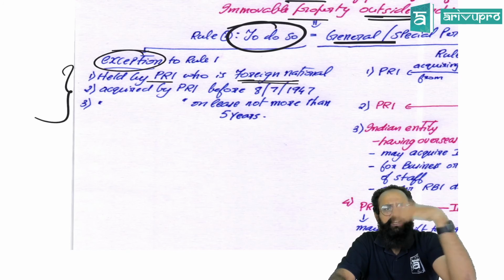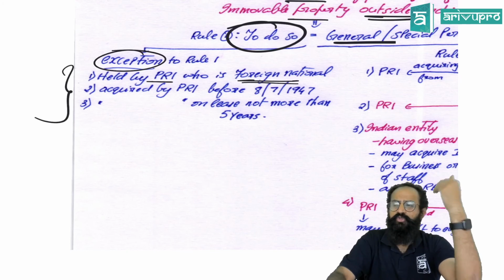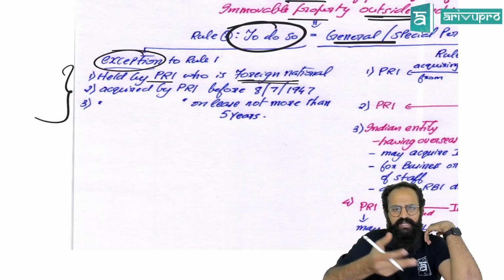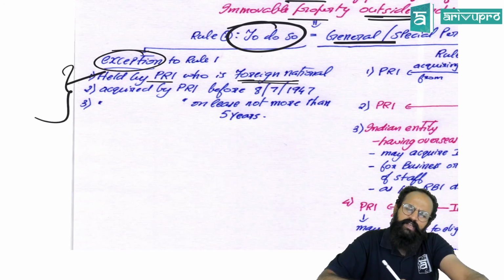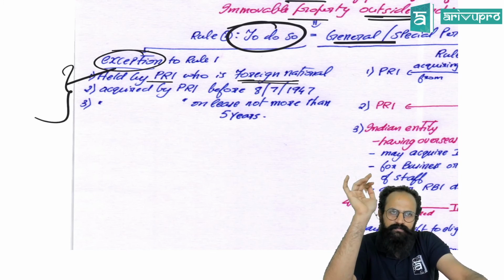Now, once he became a PRI, should he sell away all his assets there? Should he start following the FEMA provision? They said no, not at all required. You can continue to hold. We don't have any problem.